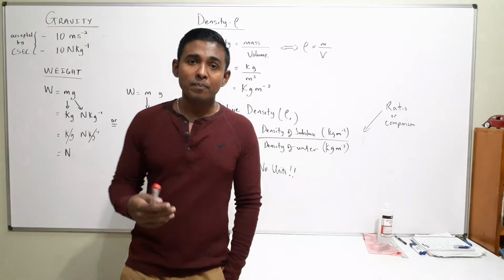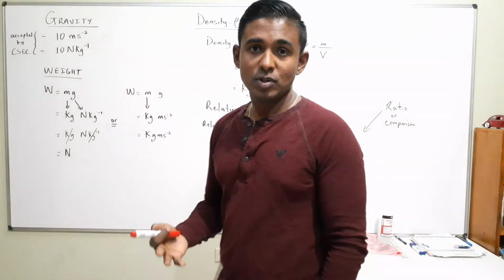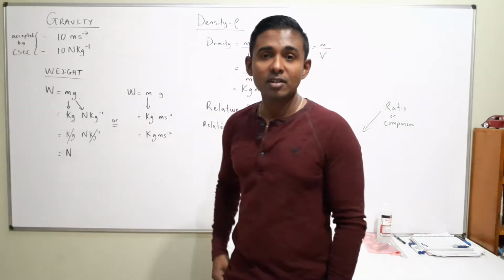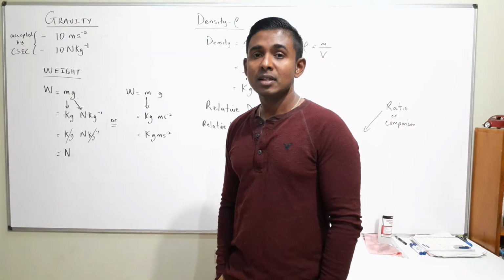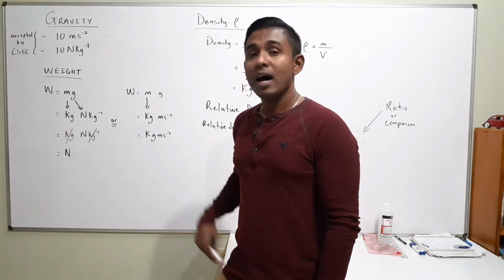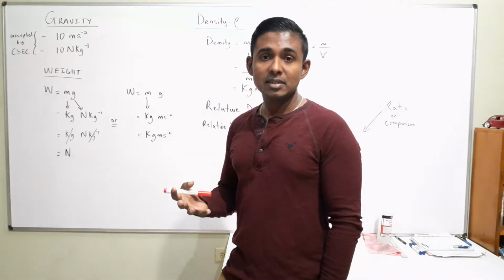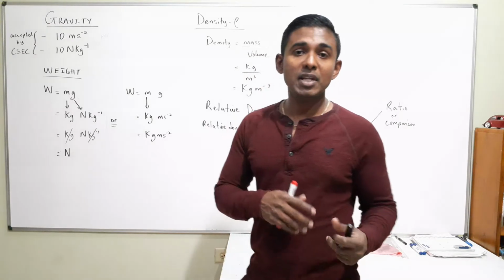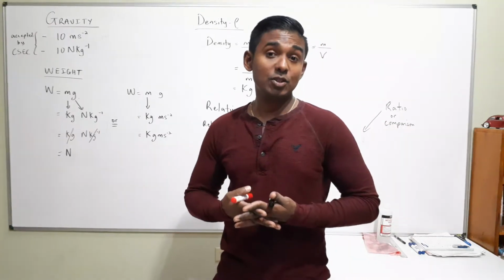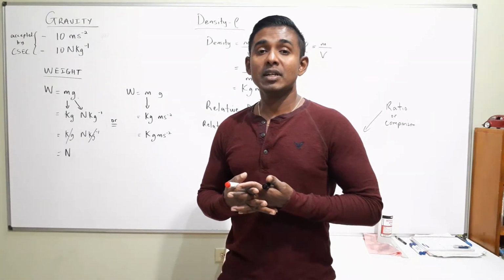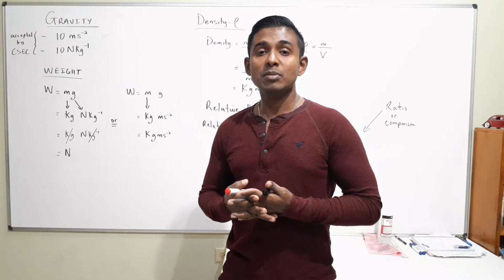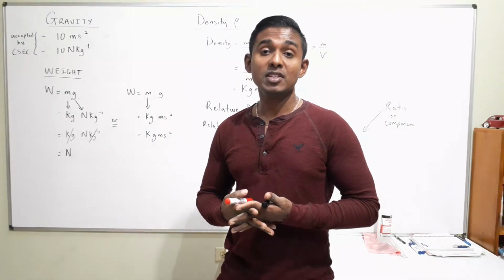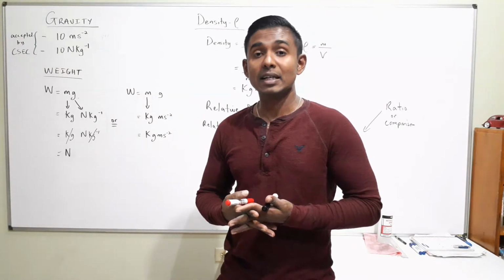Now first of all, gravity is a force, right? And if you look at the second unit, 10 newtons per kilogram, on Earth, gravity acts on all masses with a force of 10 newtons per kilogram, meaning for every kilogram of mass that you have, you will receive approximately 10 newtons of gravitational force. And this goes for solids, liquids, and gases.